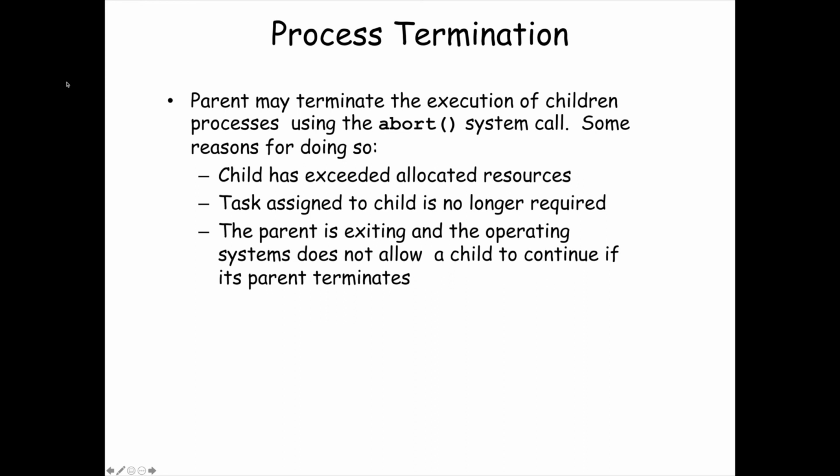And so why might this happen? Maybe the child process has taken up more resources than it should. Maybe the child has performed some task and it's no longer needed by the parent. The parent is exiting, and so it says, all right, I'm going to exit, so I'm going to proactively terminate all the child processes versus rely on the operating system doing it for me. Okay. So there are many reasons from a process standpoint why you might want to call the abort routine.